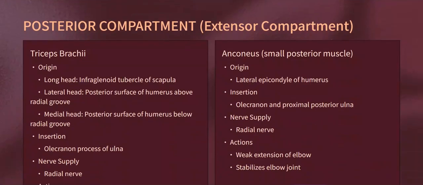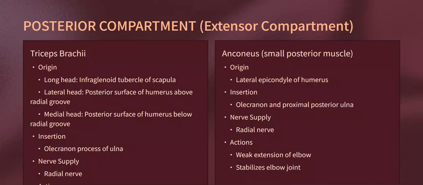Origin: long head, infraglenoid tubercle. Lateral head, posterior humerus above radial groove. Medial head, posterior humerus below radial groove. Insertion: olecranon process of ulna. Nerve supply: radial nerve. Actions: chief extensor of elbow. Long head assists in extension and adduction of shoulder.